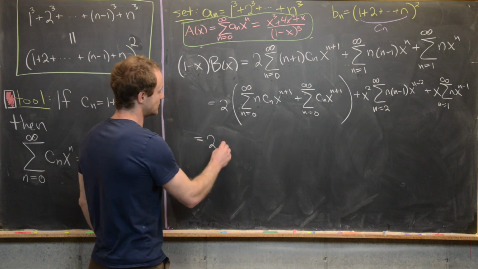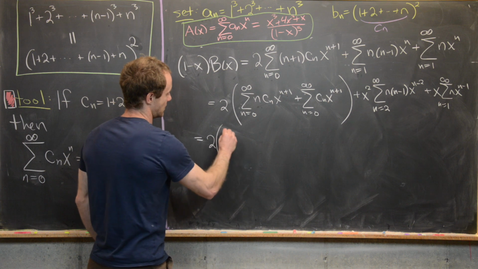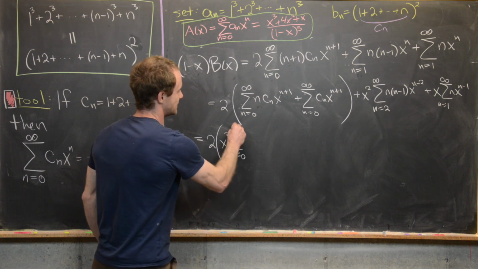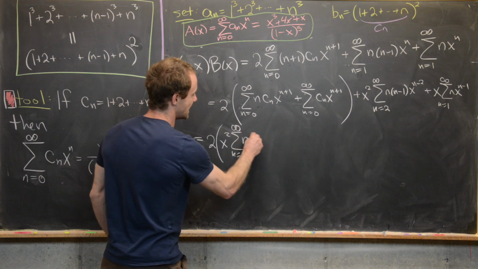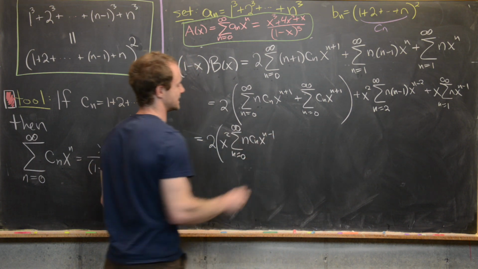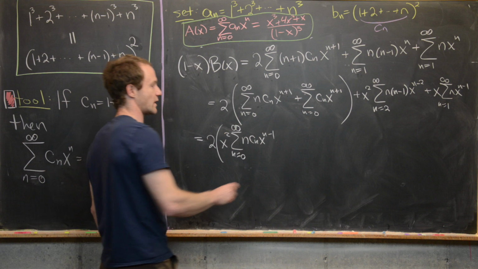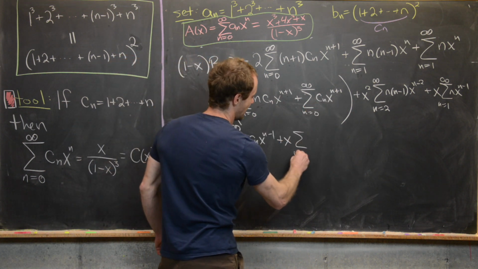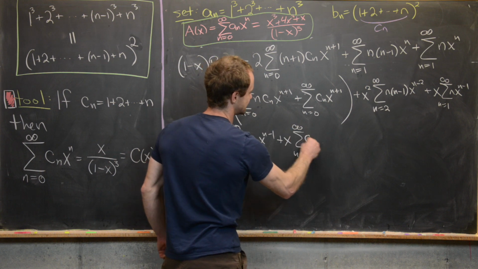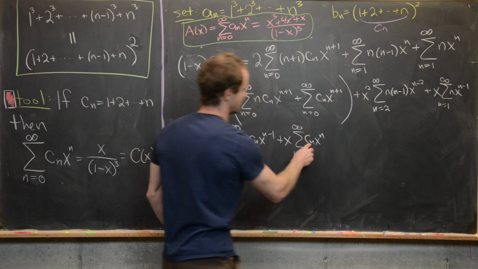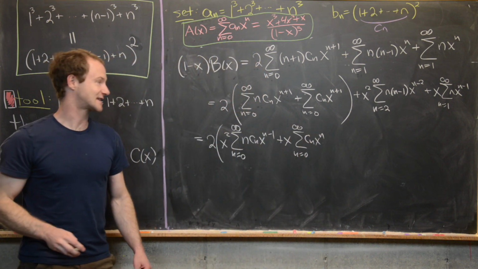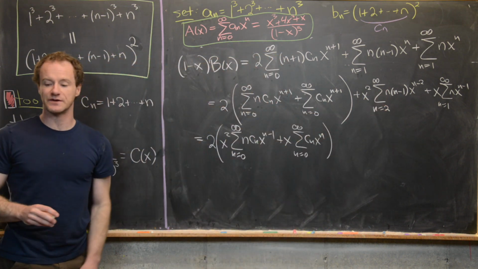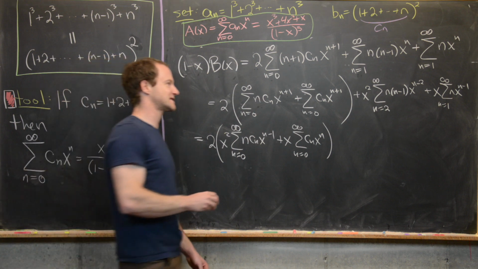We've got 2, and then we have x squared, the sum n equals 0 to infinity of n c n x to the n minus 1. So I factor that x squared out. And then notice I can factor an x out of this. And then it's just our generating function c of x. So we have the sum n times x to the n. Great. And now those are just derivatives of geometric series, just like they were in a previous case.